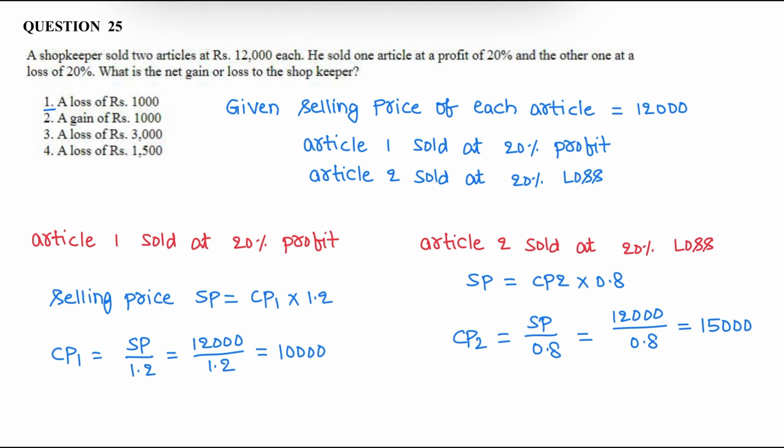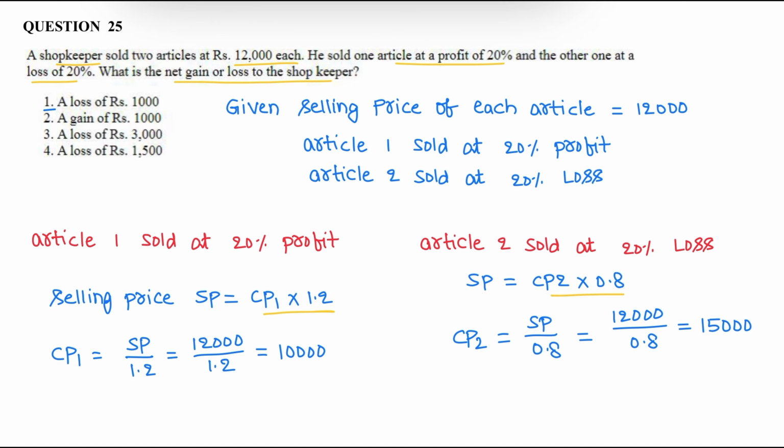A shopkeeper sold two articles at 12,000 each. So the selling price of each article is 12,000. He sold one article at a profit of 20% and the other one at a loss of 20%. What is the net gain or loss to the shopkeeper? Given the selling price of each article is 12,000. Article 1 is sold at 20% profit and Article 2 at 20% loss. Article 1 sold at 20% profit: selling price is cost price into 1.2. Article 2 sold at 20% loss: selling price is equal to cost price into 0.8.